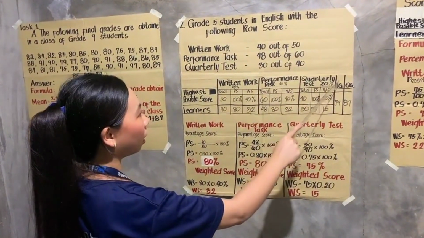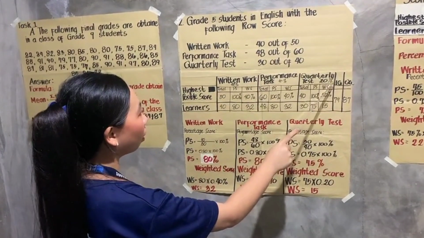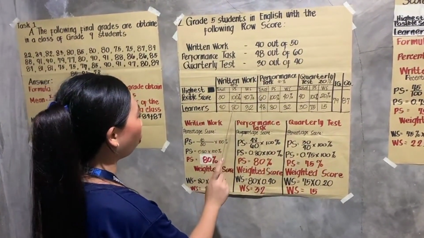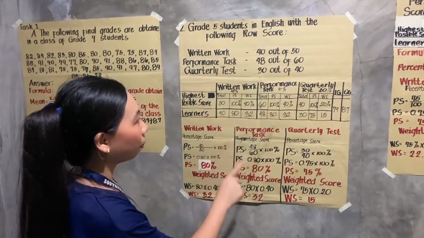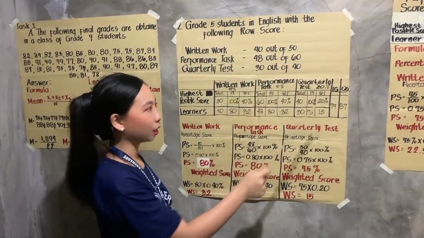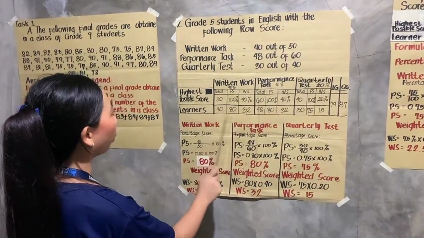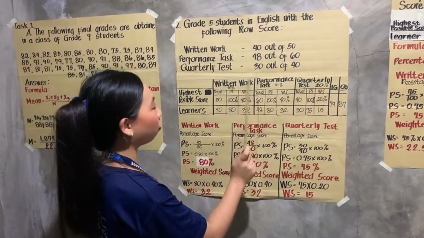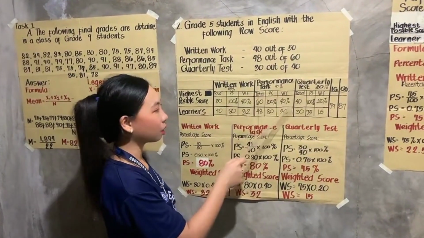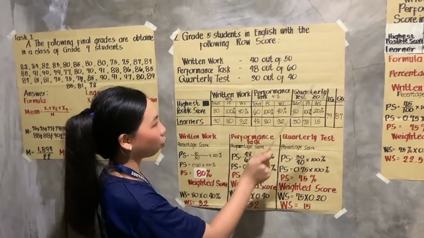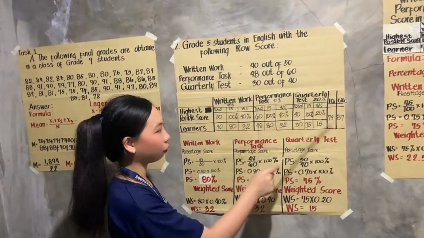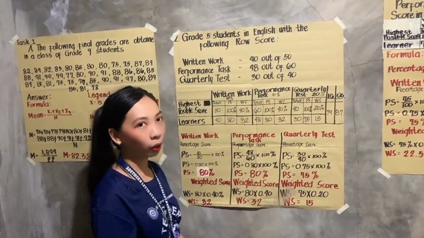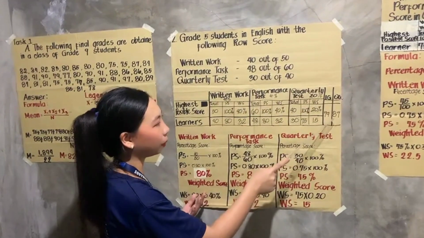In getting the initial grade, we're going to add the weighted scores from written work, performance tasks, and quarterly tasks. So for the written work, they got 32, plus performance tasks, they got 32, plus quarterly tasks, they got 15. So that will be 79. If we're going to transmute it, that would be 87.